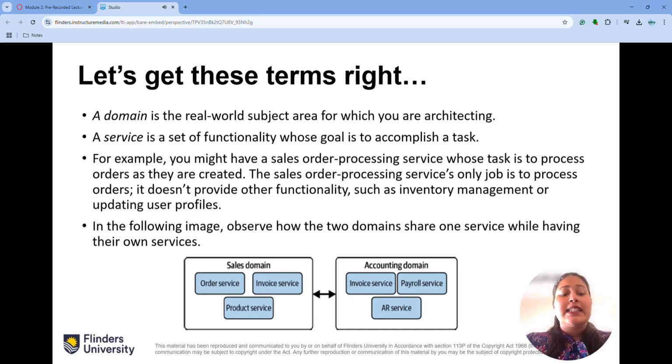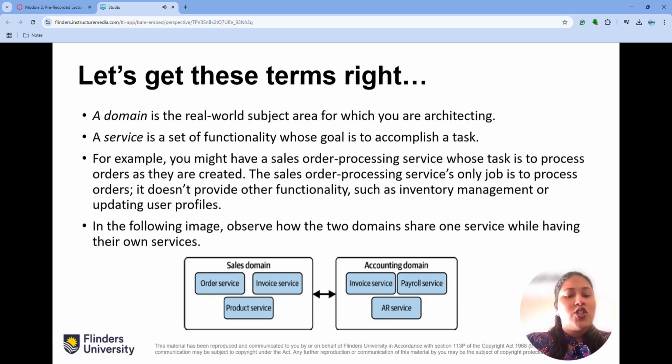Then a service is a set of functionalities or a unit of work that accomplishes a specific task or goal. Services are designed to perform specific functions within a domain. These services often communicate with other services but typically focus on a single task or responsibility.